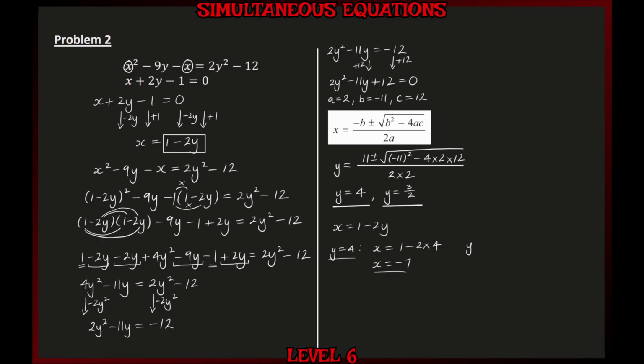If we now look at when y is equal to 3 over 2 and substitute this in, we get x is equal to 1 minus 2 times 3 over 2. Well, 2 times 3 over 2 is 3, and 1 minus 3 gives us minus 2. So this is our second pair. And so our final solution to problem 2 is x is equal to minus 7, y is equal to 4, and x is equal to minus 2, y is equal to 3 over 2.